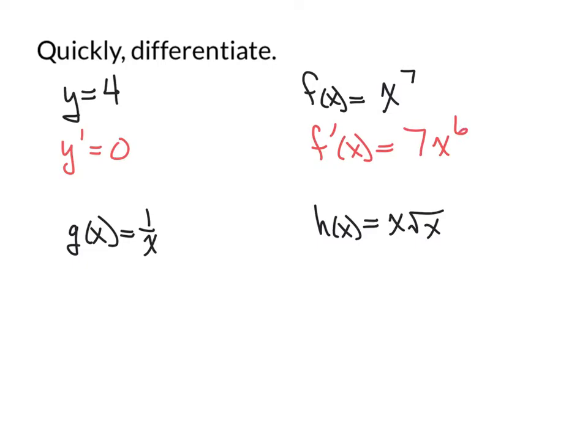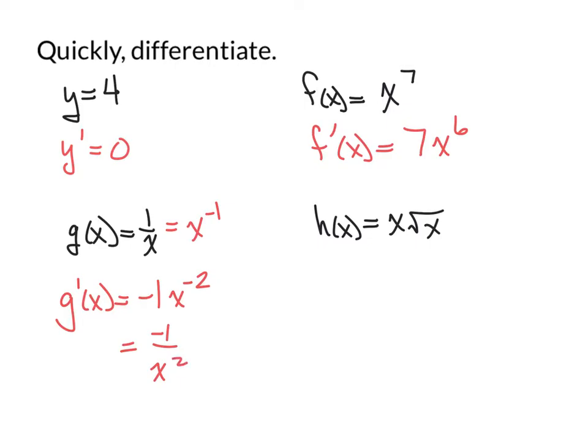When we have functions that are written as a rational function or as a radical function, it's a good idea to rewrite that as a power. Then we can use our power rule to differentiate. And g prime of x is going to be: bring the power down, -1, and reduce the power by 1. So -1 minus 1 is -2. If you would like to rewrite that as a rational function, -1 over x squared.